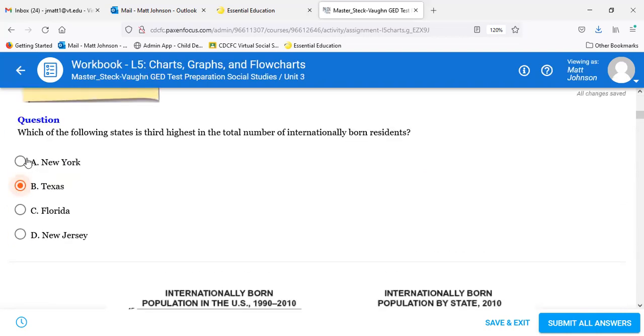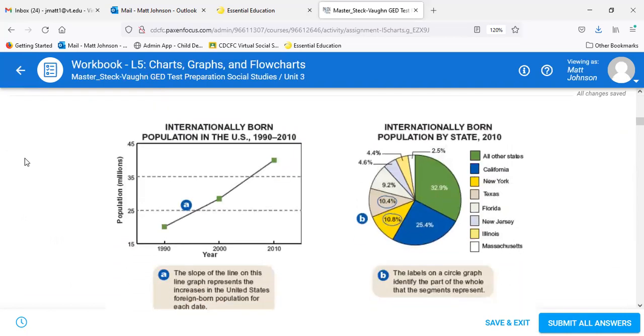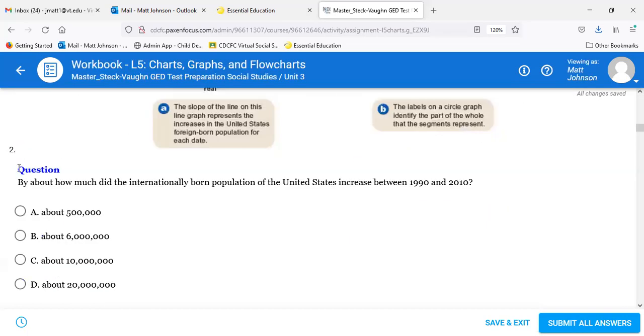And number 2, Tracy, could you read 2 for us? Yes, number 2, by about how much did the internationally born population of the United States increase between 1990 and 2010? A, about 500,000. B, about 6 million. C, about 10 million. D, about 20 million.